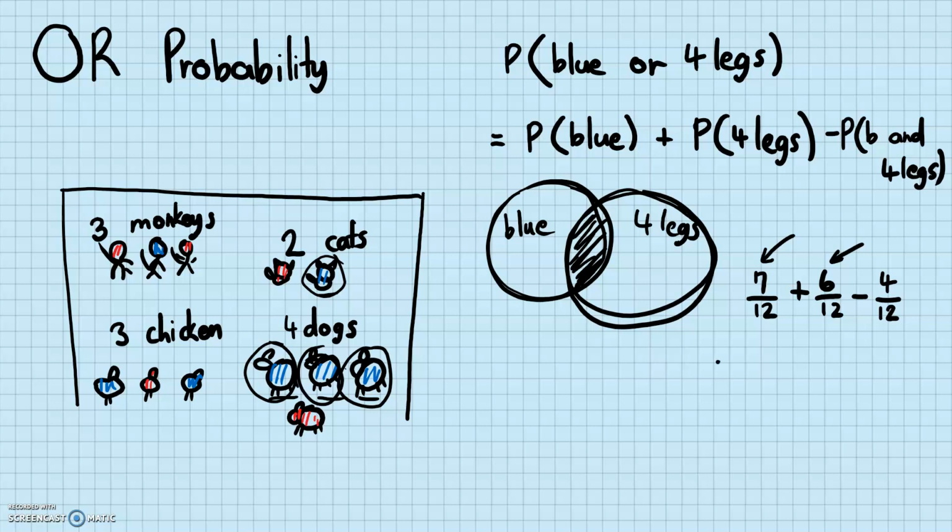So we find that probability, and that is going to equal 9/12, or 3/4. So that is how you calculate mutually exclusive and non-mutually exclusive or probability.